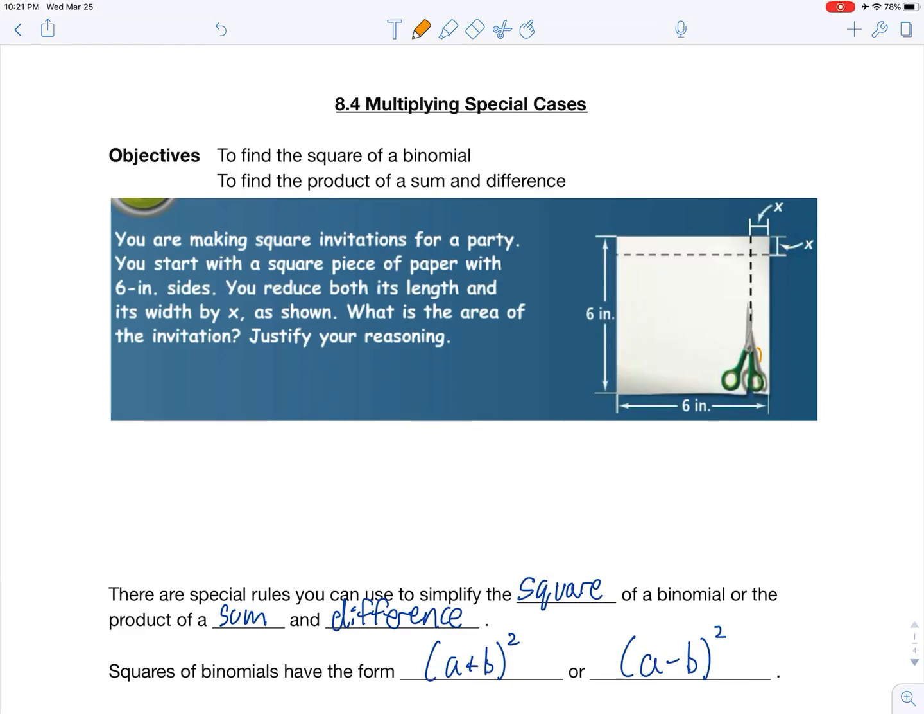So in section 8.4, we're going to be multiplying special cases, and when we mean special cases, we mean multiplying binomials. So a lot like section 8.3. Special cases just means there's a certain couple kinds of binomials we'll be looking at here.